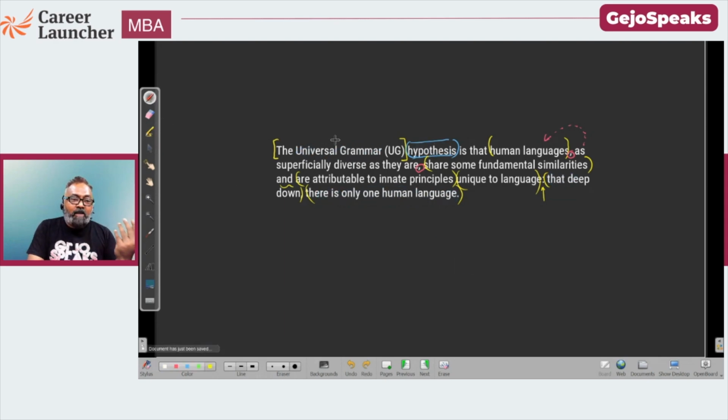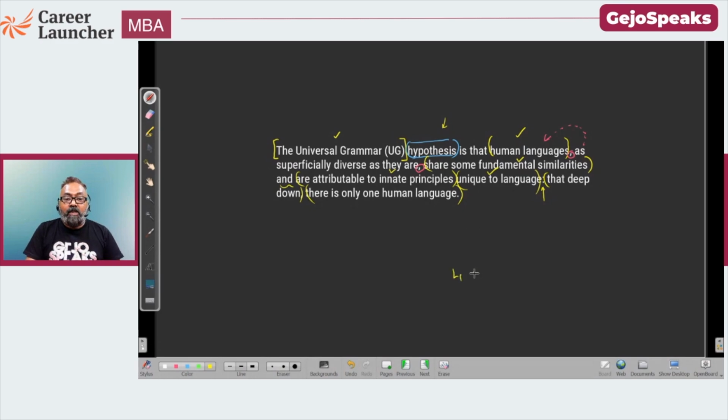Okay, universal grammar. All right, tell me, hypothesis. So what would it hypothesize? Okay, so what is the hypothesis about what? That human languages, as superficially diverse as they are, share some fundamental similarities and are attributable to innate principles unique to language. That deep down, there is only one human language.